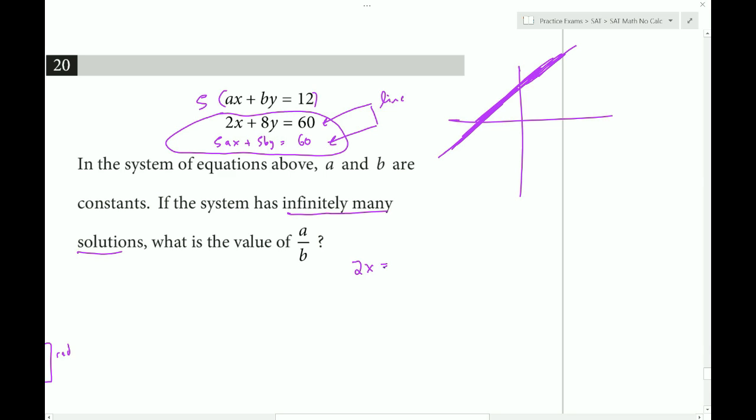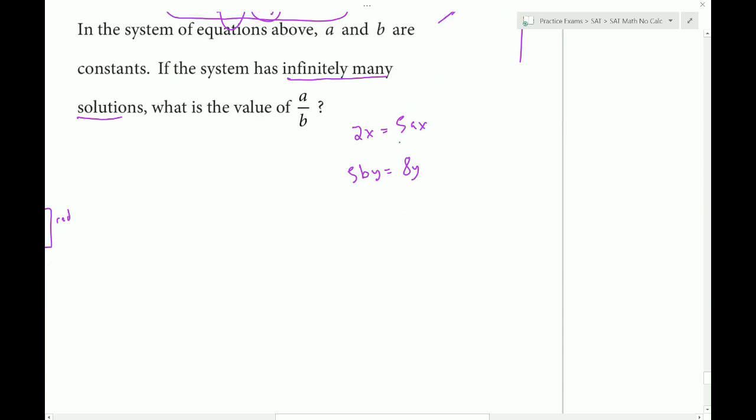So that means that 2x has to match up with 5ax, and also 5by would have to match up with 8y. Okay. Now, I could solve these equations. First of all, I can cancel out the x here, assuming it's not equal to 0. And I can isolate for a. A would equal 2/5. I can similarly cancel out the y, and I can isolate for b. B would equal 8/5. Now I just want to divide a over b, so I can just divide them, and I would flip and multiply, and the 5s would cancel. I would just get 2/8, which is also known as 1/4.